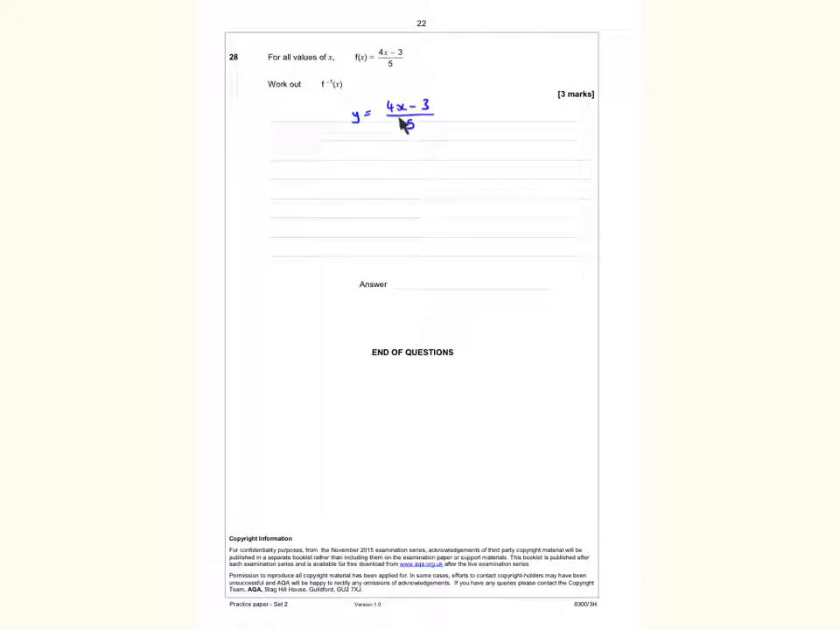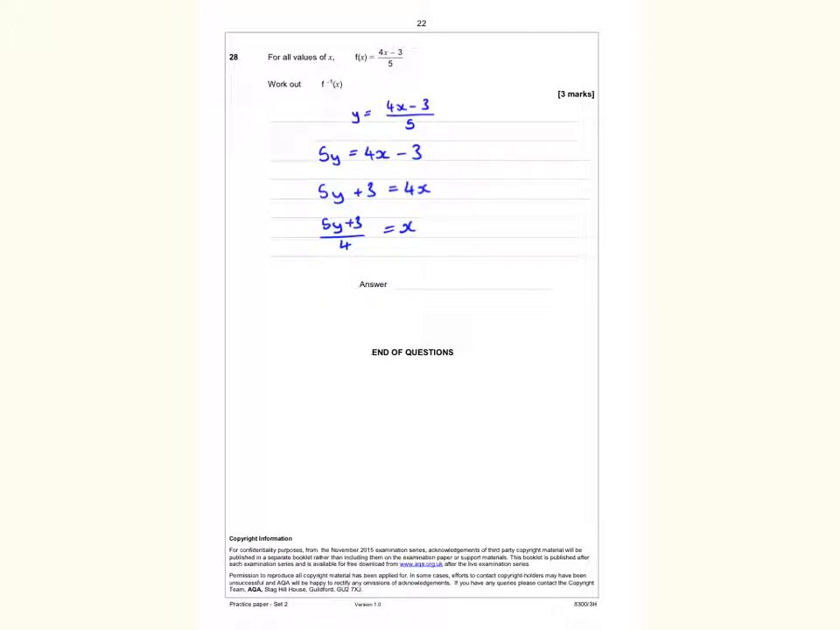So we need to rearrange this and make x the subject. First step is to times by 5. So 5y equals 4x take away 3. Then we're going to add 3. 5y add 3 equals 4x. And the last step would be to divide by 4. So 5y add 3 divided by 4 equals x.